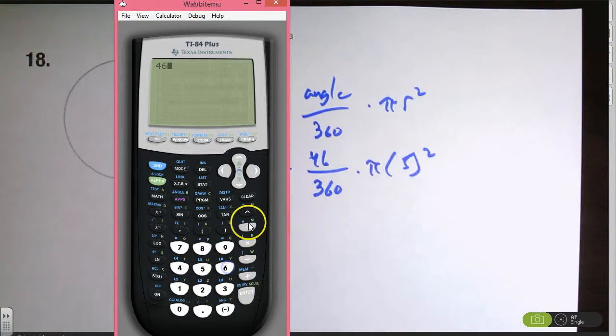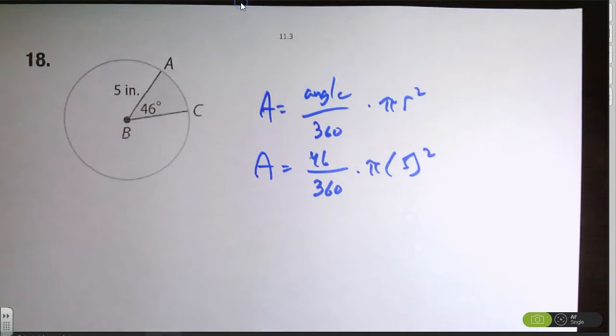So 46 divided by, let me put that in parentheses, 46 divided by 360 times pi times 5 squared. And that's 10.03. So basically 10.0.